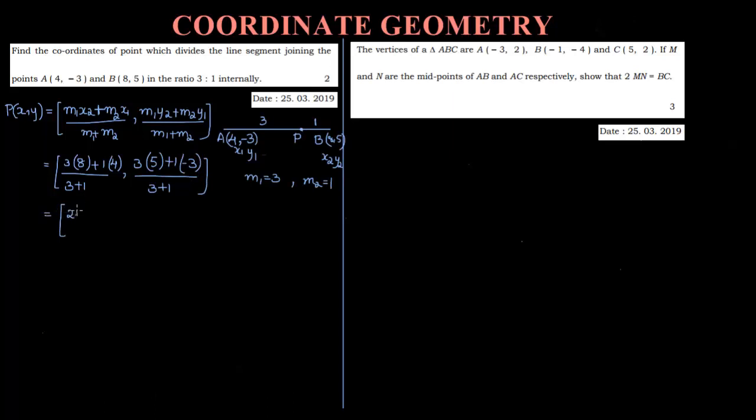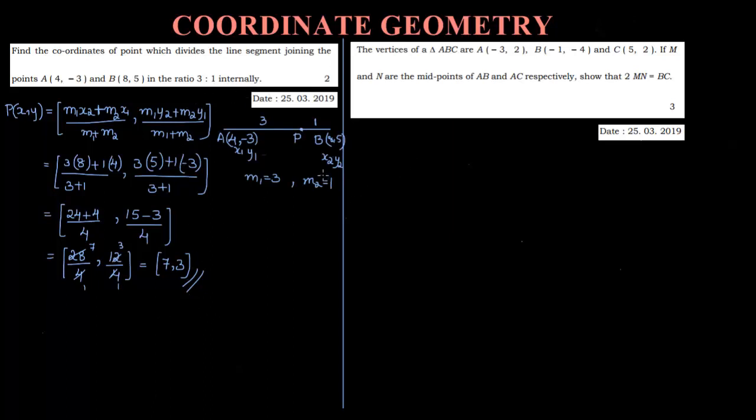3 8s are 24, 4 1s are 4, divided by 3 plus 1 it is nothing but 4, comma, 3 5s are 15, plus into minus is minus, and here also you will be having 1 3s are 3, divided by 3 plus 1, 4, right? So how much are you going to get, 24 plus 4 is nothing but 28, divided by 4, comma, 15 minus 3, how much are you going to get, 12, right? 12 divided by 4. Then 28 by 4, 4 7s are 28. Then 12 by 4, 4 3s are 12. So you are going to get here 7 comma 3. So this is the coordinate of the point which divides this line in the ratio 3:1 internally.